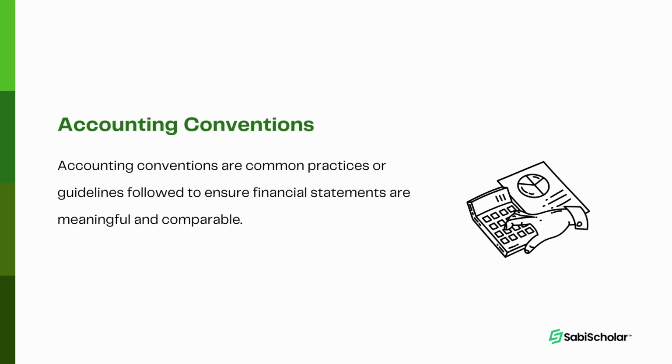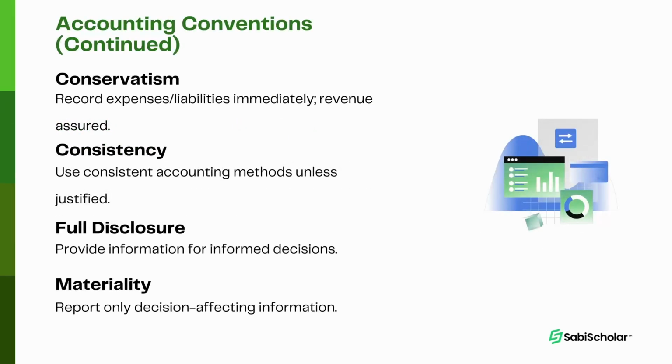Yes. So what is the next thing? Accounting conventions. Accounting conventions are common practices or guidelines followed to ensure financial statements are meaningful and comparable. These are common practices or guidelines that have been set, and they are being followed to ensure that financial statements are meaningful and very comparable. So we have some of the conventions, like conservatism: when in doubt, record expenses and liabilities immediately, but revenue only when it is assured.